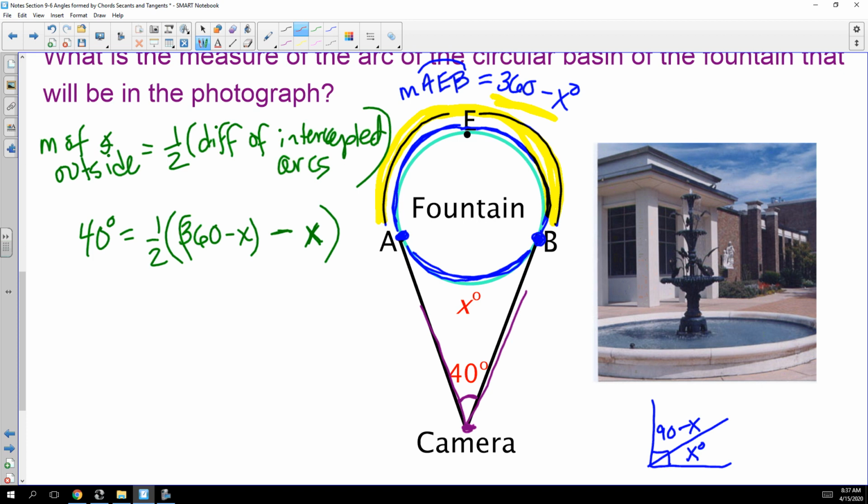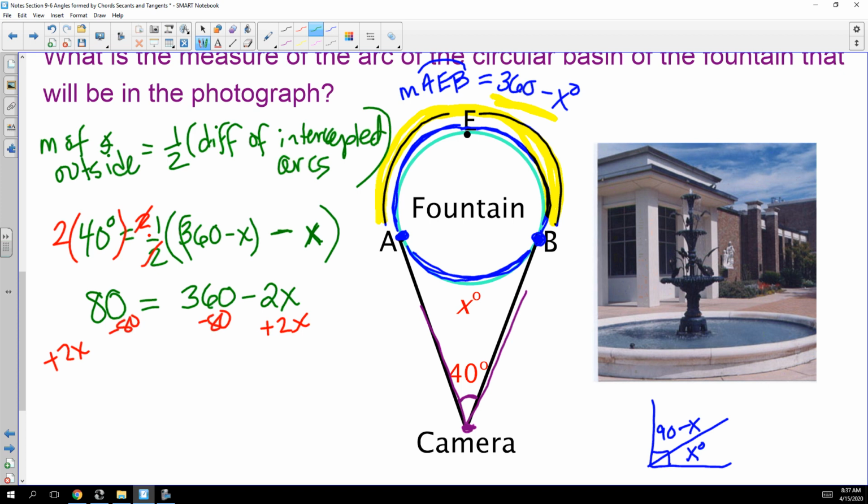I'm going to multiply both sides by 2 just to make this easier for you to work with and make this 80, get rid of the fractions. This is going to become 360 minus 2x. It's definitely a little bit easier for you to keep your variables positive, so we're going to add 2x to both sides, and we're going to subtract 80 from both sides, and then we get 2x equals 280, and x is equal to 140 degrees.